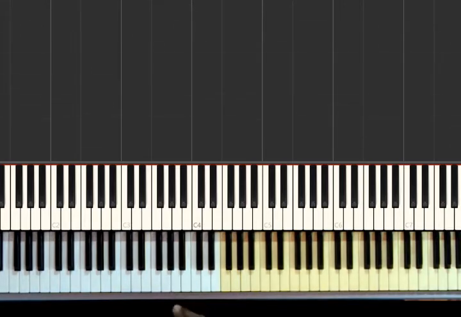So how do we find the major scale? This is the formula for finding the major scale. Tone, tone, semitone. Tone, tone, tone, semitone.